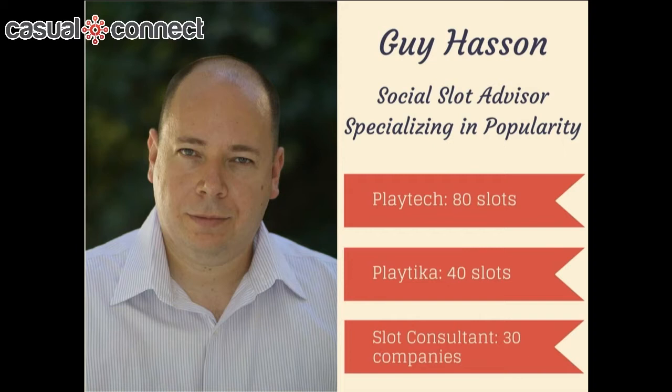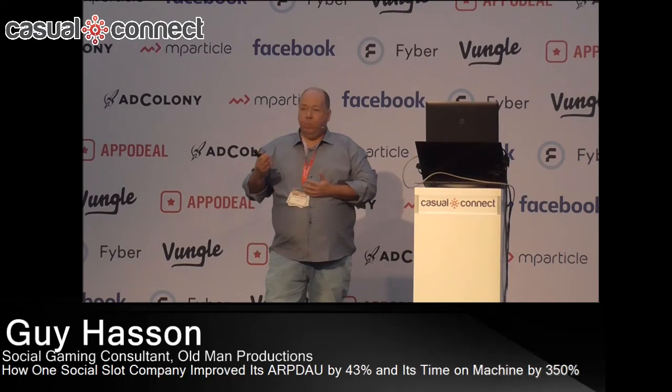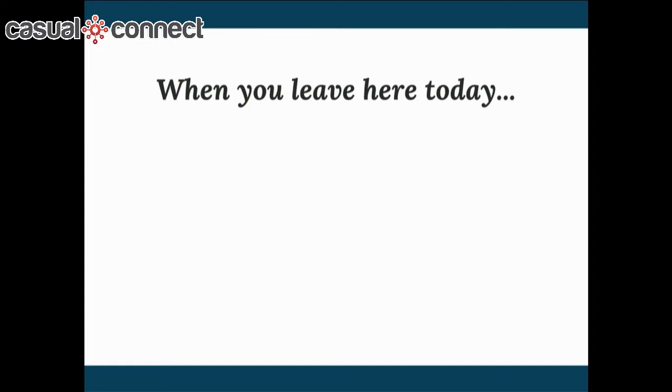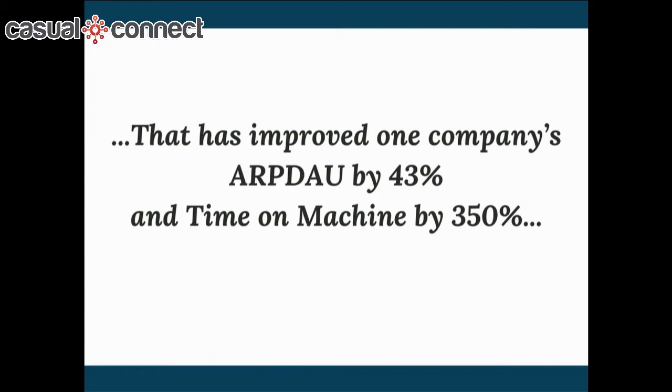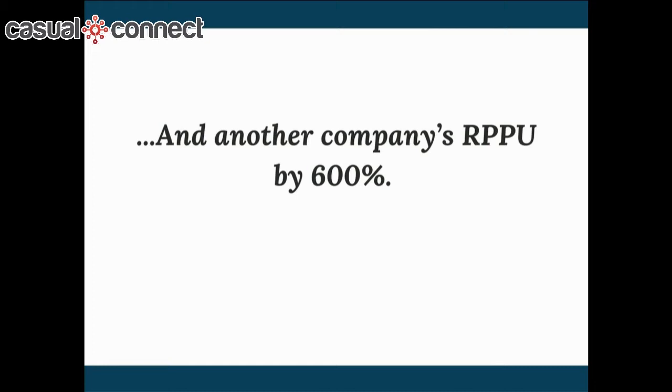So the thing I concentrate on is what I do research in, looking at the wide field. As you can see, I've seen many companies. What works, what doesn't work, what actually matters, what makes people stay longer, what makes people pay more within the product itself. So when you leave here today, you will get an exclusive math model that has improved one company's average revenue per daily average user by 43%, time on machine by 350%, and another company's revenue per paying user by 600%. And we're going to talk only about math.